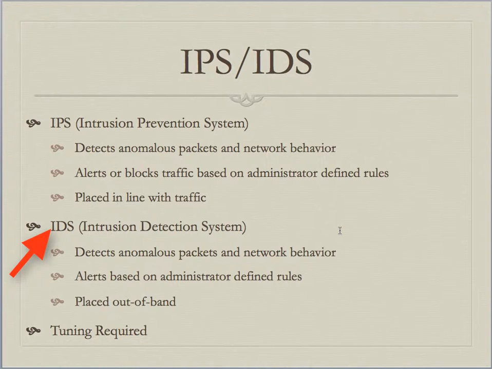Intrusion detection systems are not placed in line. Their information is mirrored to them. It also detects anomalous packets and network behavior. But unlike IPS, we don't use it to block traffic. You can. Many IDS devices allow you to reconfigure a firewall or a switch, but that's not recommended practice. You can actually bring your network down when you don't want to, or an attacker could reconfigure your network automatically based on your rules by taking advantage of the rules that you've placed in your IDS. What it does do is alert an administrator to find rules.